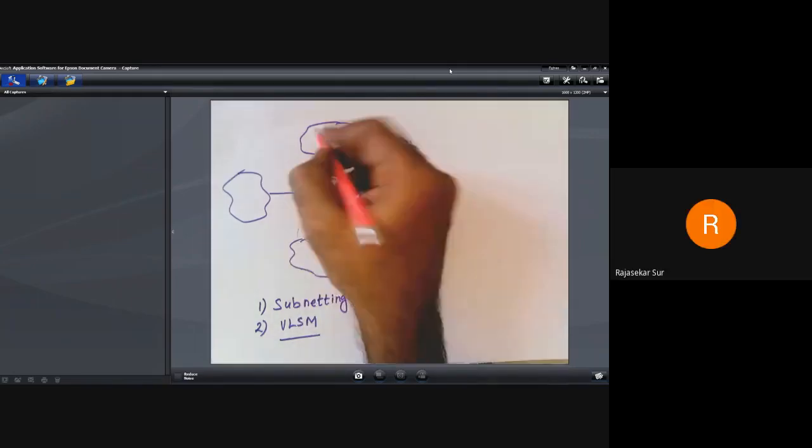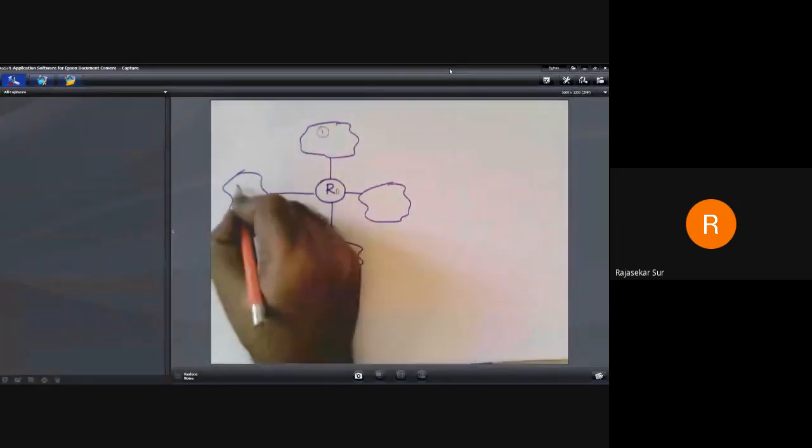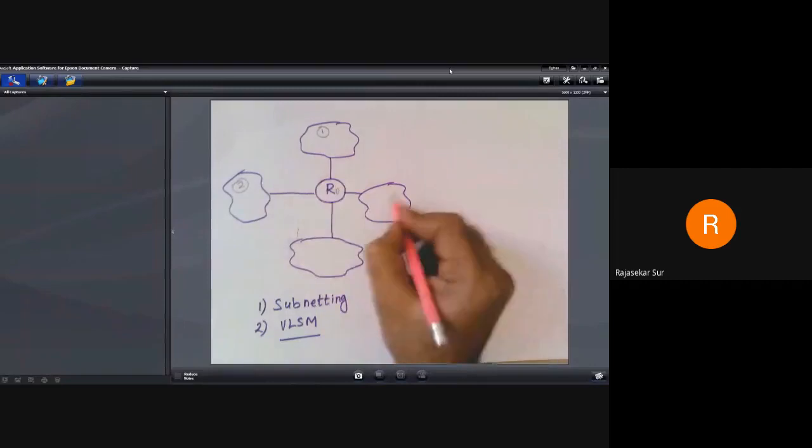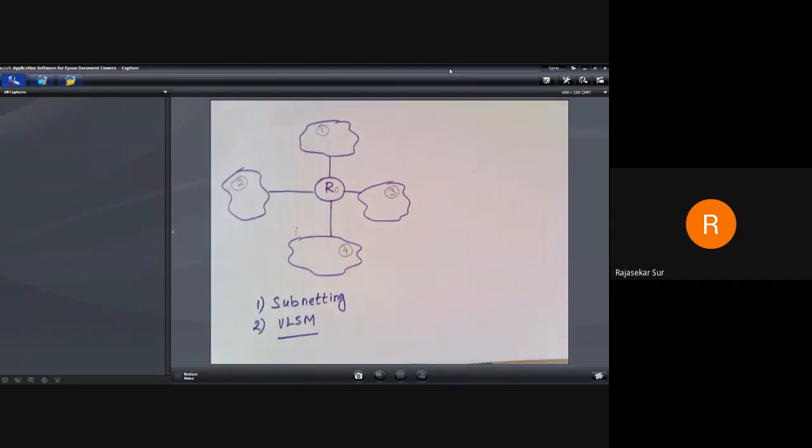Now you can see this is the first network. I just put 1. This is our second network, number 2. This is the third network, and this is the fourth network. So we have 4 networks in this topology diagram.